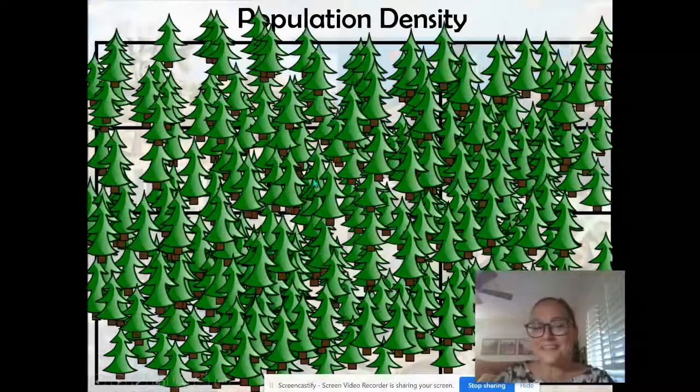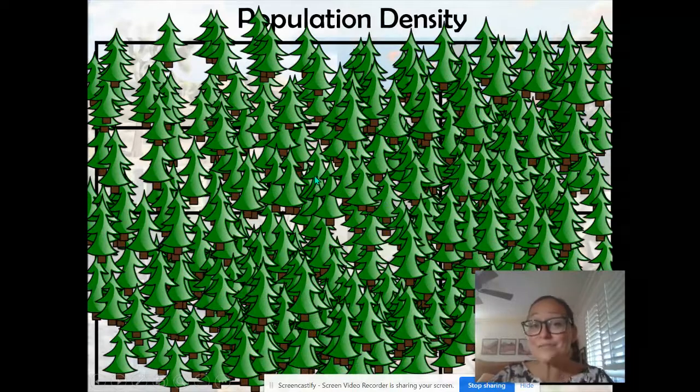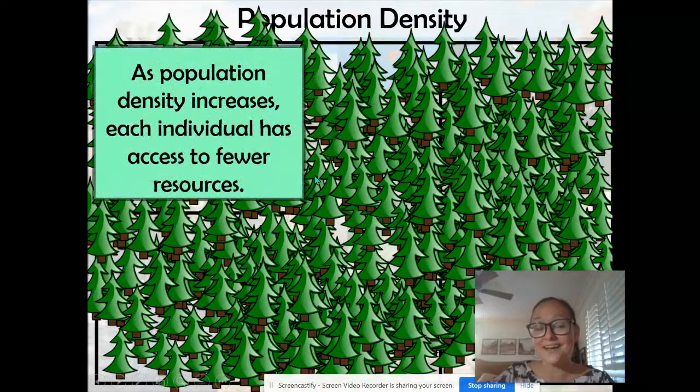Now, realistically, right, this type of growth cannot go on forever. This would be a super high population density. Pretty unrealistic in actuality, and that's because as population density increases, each individual has access to fewer resources. Now, I truthfully think this is a beautiful statement when you think deeply about what that means.